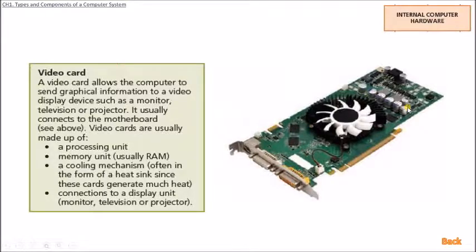As you see, this is the video card inside your computer. Video cards are usually made up of a processing unit, a memory unit, which is usually RAM, a cooling mechanism, like a heat sink, since the cards generate much heat, and also connections to display units, the monitor, the television, or the projector. So these are the connections for the display unit.